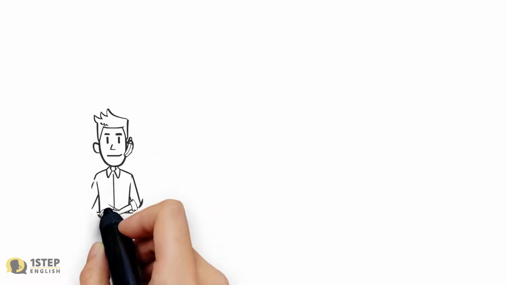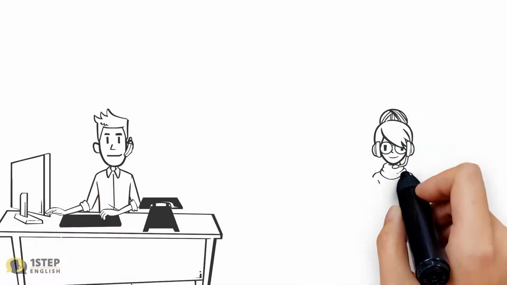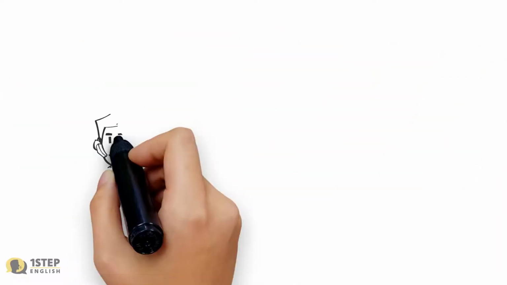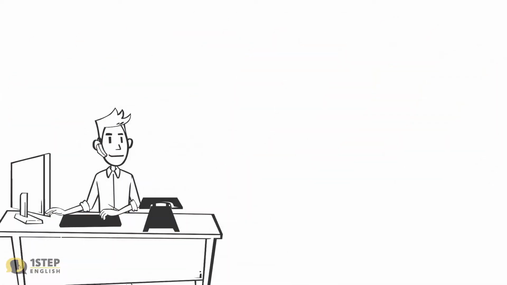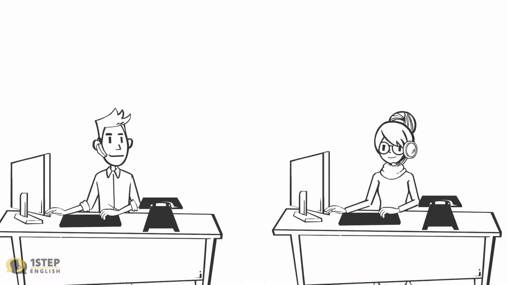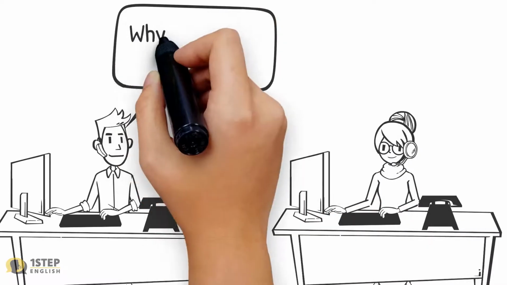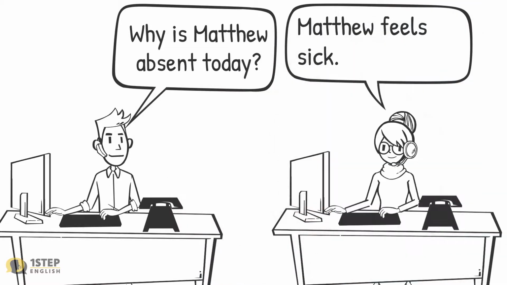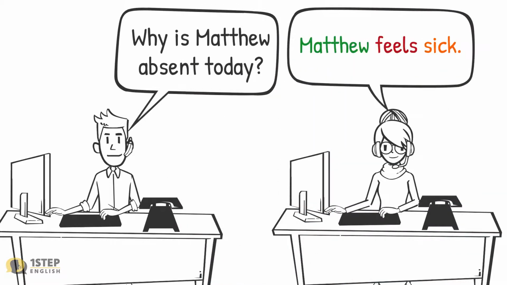Now, let us see how we use linking verbs in our daily conversation at work. Why is Matthew absent today? Matthew feels sick. In the sentence, Matthew feels sick, the word feels links Matthew to an adjective, sick, which describes him.